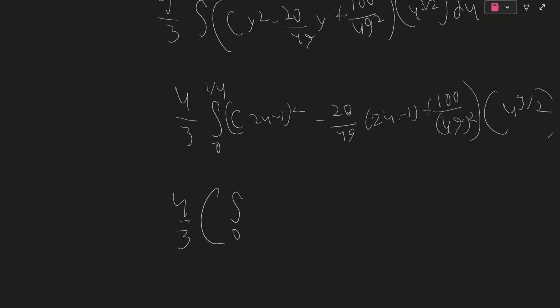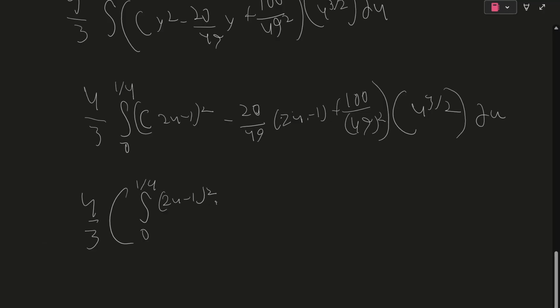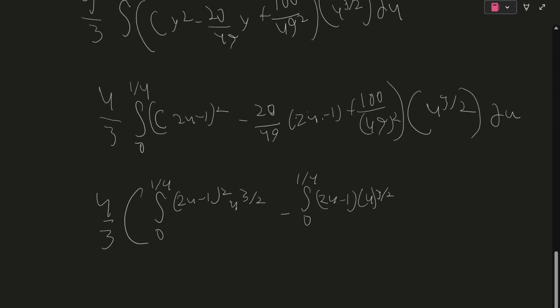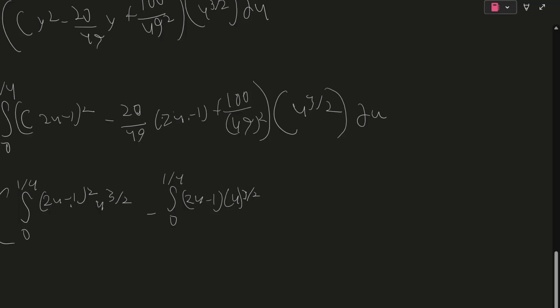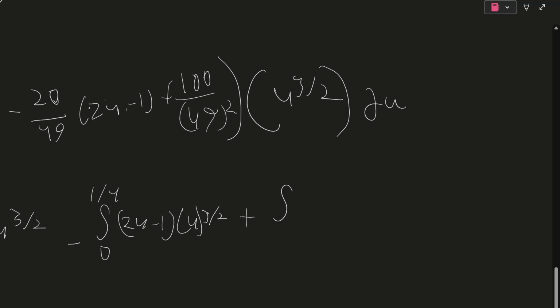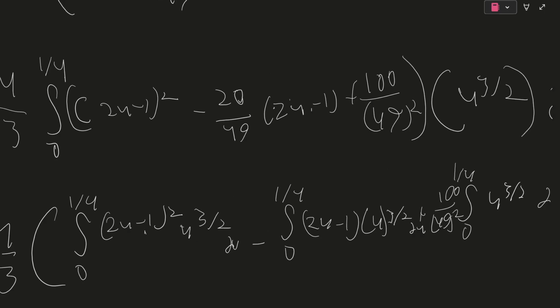So we have 0 to 1/4 of 2u minus 1 squared times u to the 3 halves minus integral from 0 to 1/4 of 2u minus 1 times u to the 3 halves plus integral from 0 to 1/4 of, and this is a constant multiplier, so we can bring it outside, 100 over 49 squared times integral from 0 to 1/4 of u to the 3 halves du. And all these are with respect to u, of course.